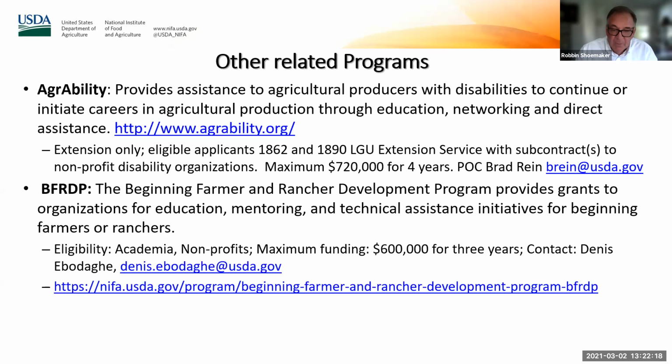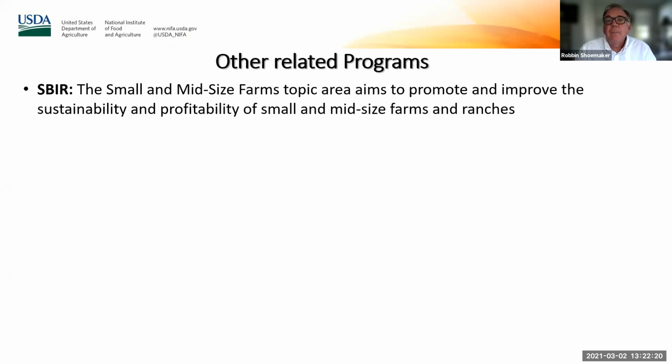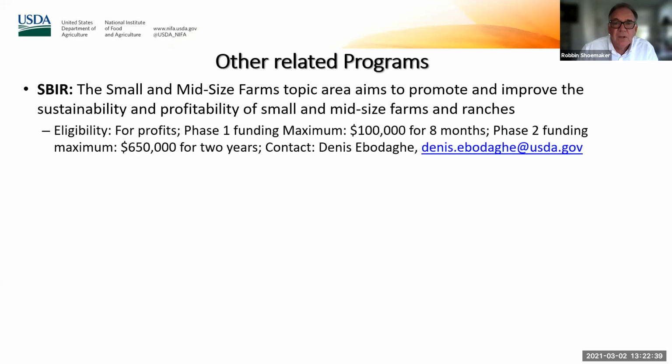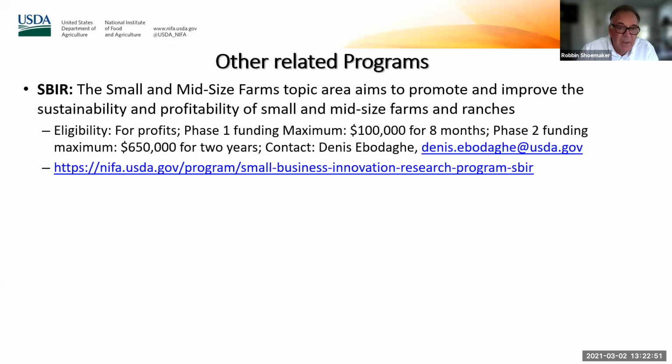RFA for that program. The next one is the Small Business Innovation Research Program, the SBIR. This is a government-wide program. It's designed to help promote and develop technologies appropriate for small, mid-sized operations. There's a phase 1 and phase 2. The phase 1 is a maximum of $100,000 for 8 months, and phase 2 is $650,000 for 2 years. Again, Dennis is your guy to talk to about that.